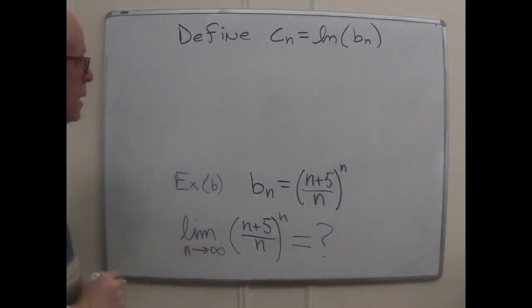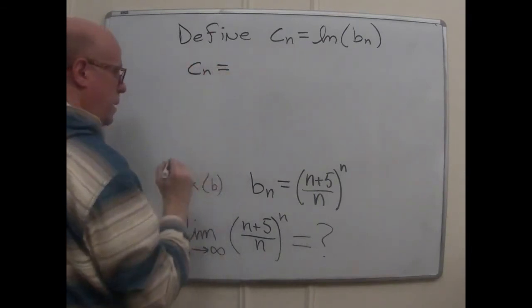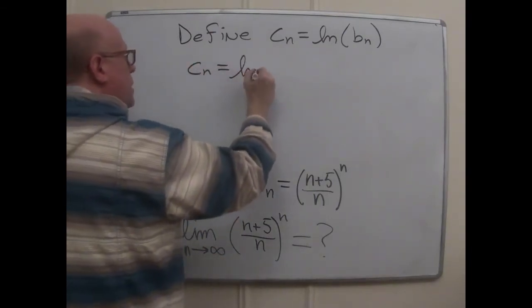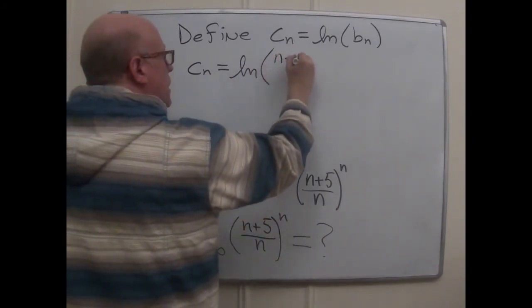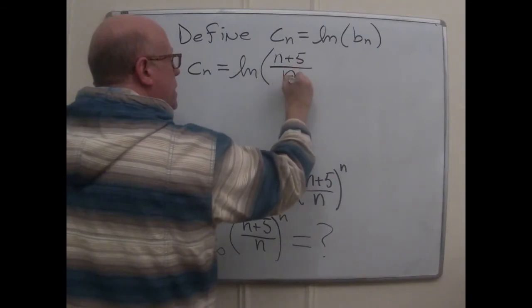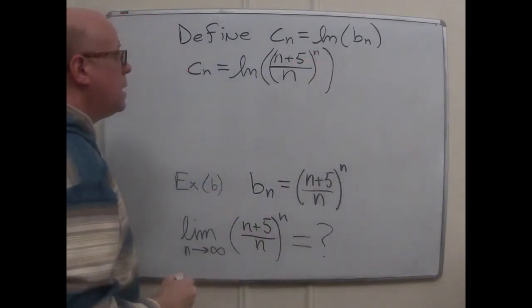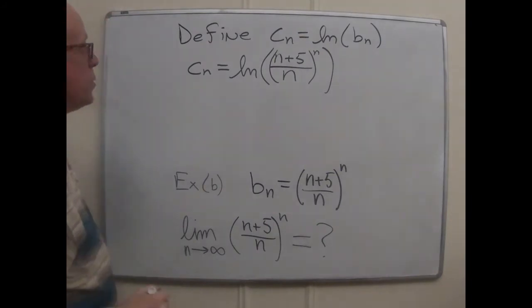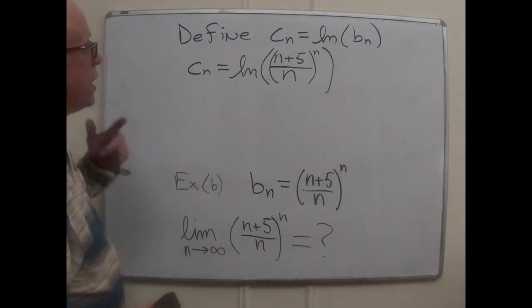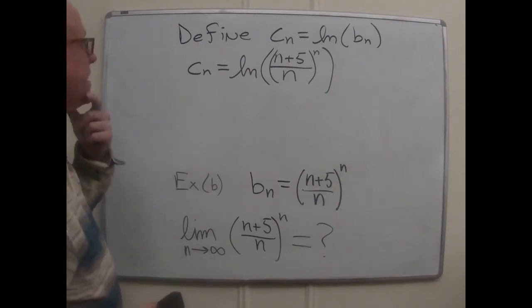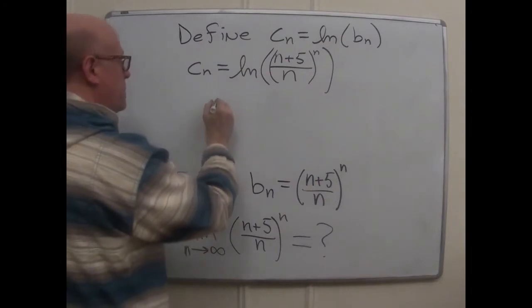Right? So what does C sub n look like? It looks like a natural log of that expression, n plus 5 over n, raised to the n power. And I can use some of the rules for logarithms. Actually, I think I want to use a couple of them. No, just the one. Just get the n to come outside of the logarithm.